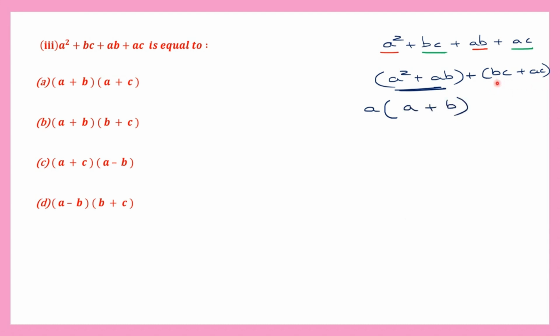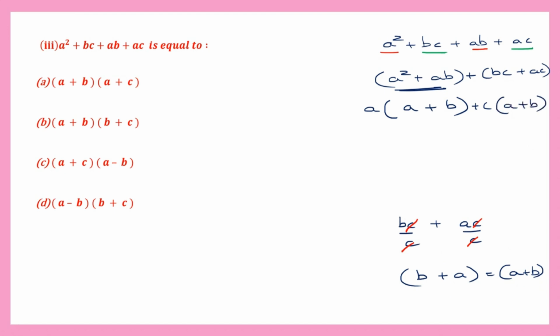Now let's look at the second part. Here we have BC plus AC. What is common? C. C is common, isn't it? So let's write that. So I'm going to write plus C. Now again, we can take this binomial BC plus AC, and divide both by C, because I've taken that out as common. So this is divided by C and this is divided by C. I can cancel this C and I can cancel this C. So what do I have here? I have B plus A. B plus A or A plus B is the same. And since I have A plus B here, I'll put this A plus B here. So this becomes A plus B.